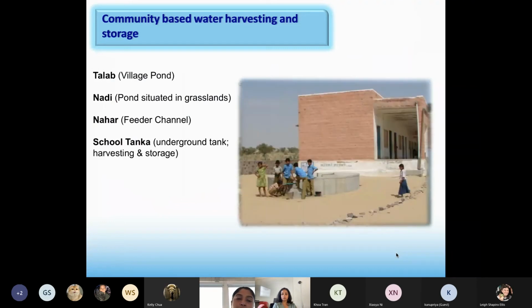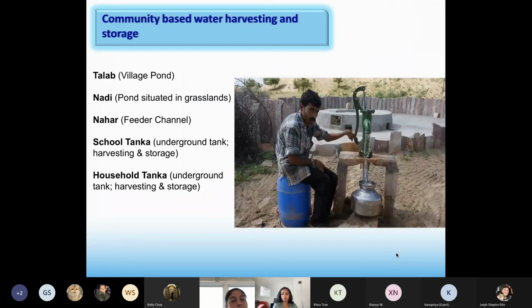We do school tankas. School tankas are underground rainwater harvesting tanks. They are made within the school compound, and the idea here is to harvest all the water from the roof. Based on the size of the school, the number of children, and the catchment area, we design these tanks where water is collected and children can have that water through the year.